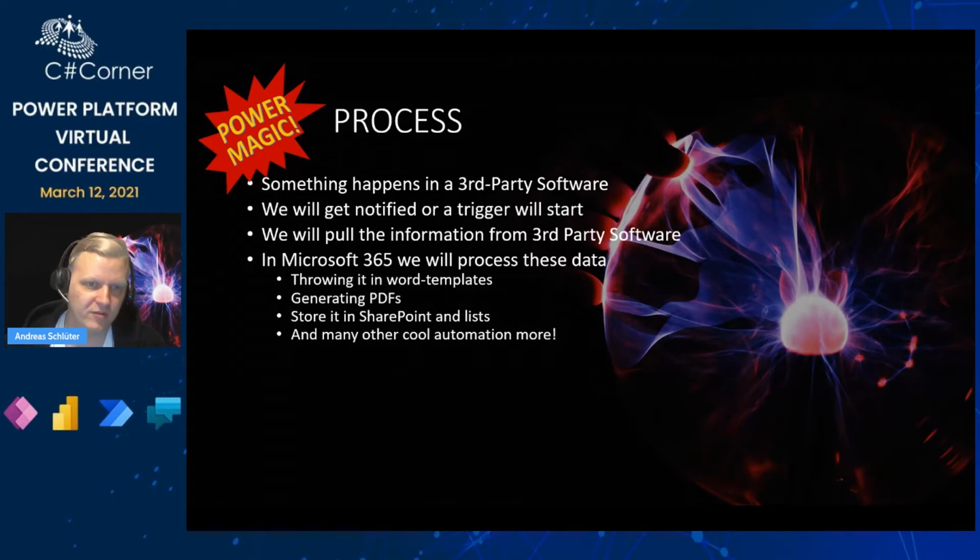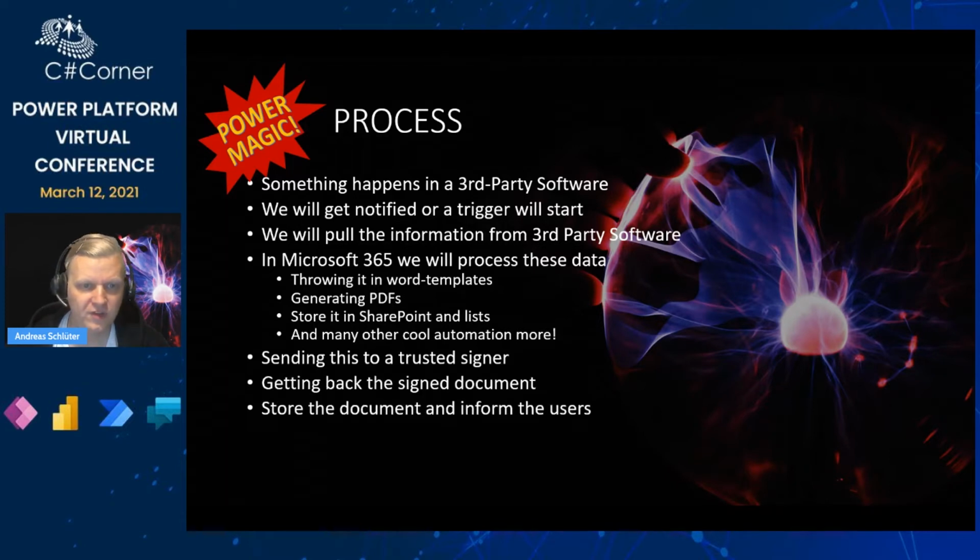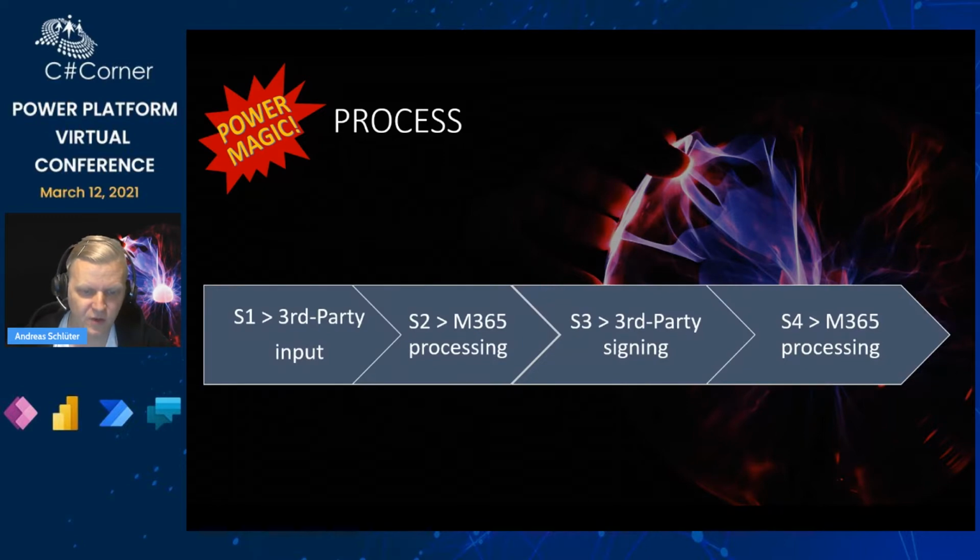And in this way, in Microsoft 365, this process gets the data, throws it in a Word template, generates PDFs from this, stores it in SharePoint and a list, and sends it to another third-party software to get a legal e-signature and get the document back, and the contract is finished. And sure, notifying some people. This is everything we did with this process, and I will show you in the demo how we did this. Sending this to a trusted signer, getting it back, storing it, and going on with the next process.